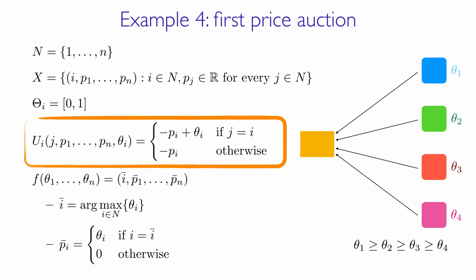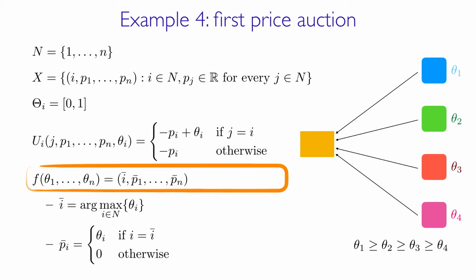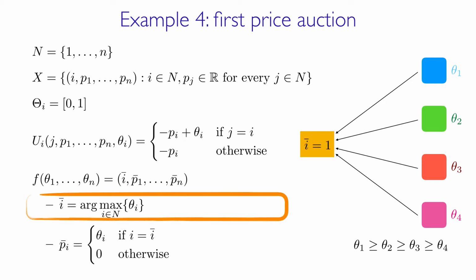The utility functions of the players are as before, except that here we have a new term that is negative due to the payment that the player will make to the auctioneer. The social choice function must determine both the winner and the payments of the players. The winner is determined as before, and therefore the winner is the player with the largest type. Thus, player 1 is the winner in the specific instance in the slide.